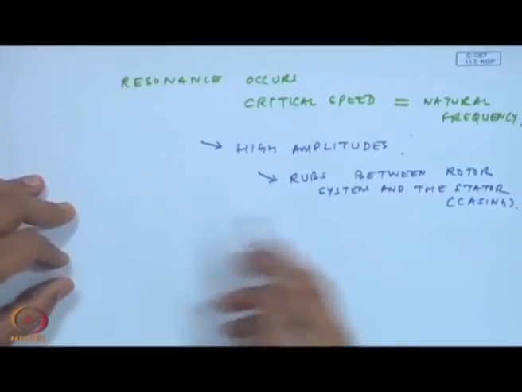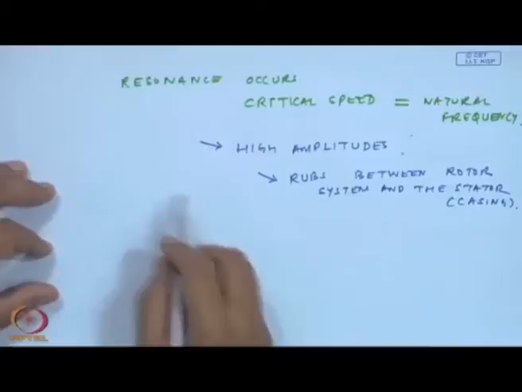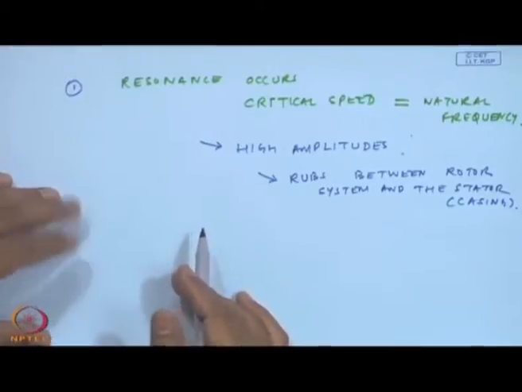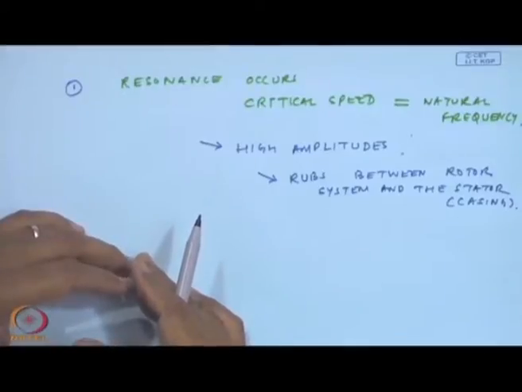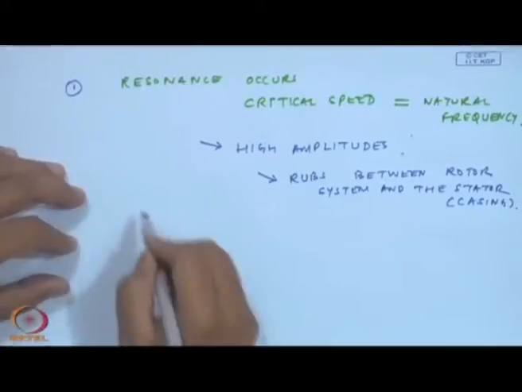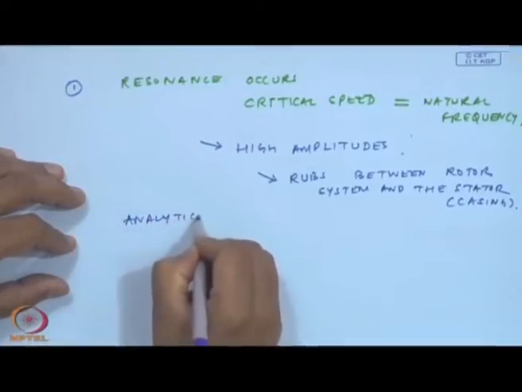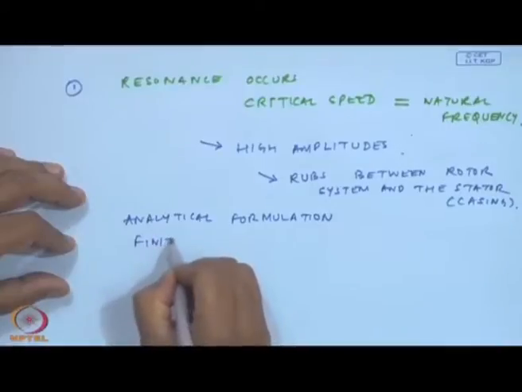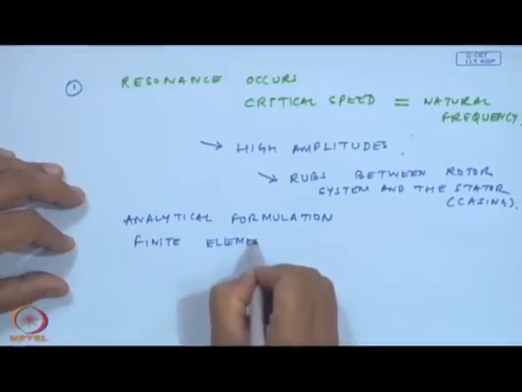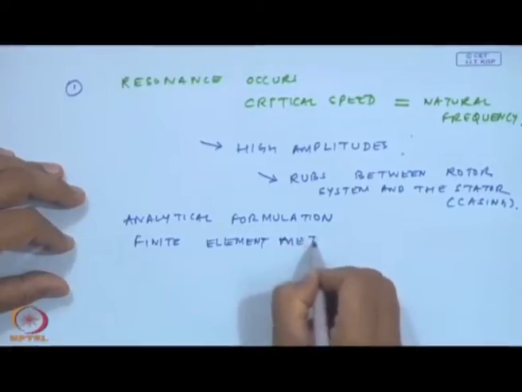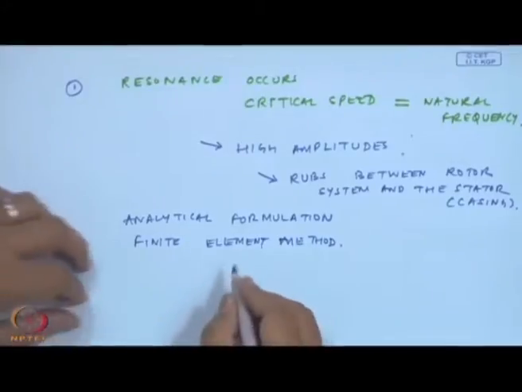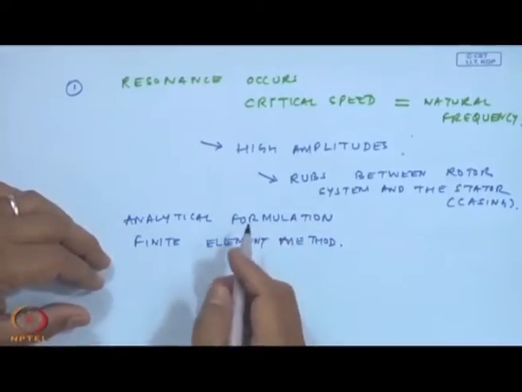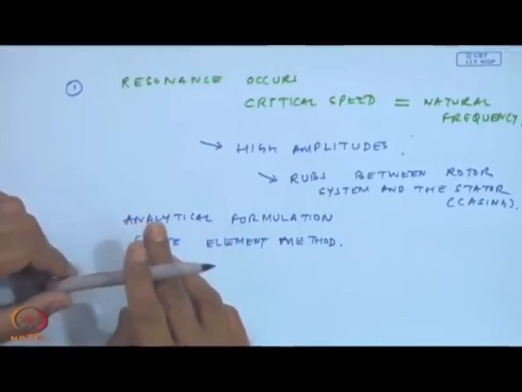So, a lot of wear and tear will occur, materials may fail, components may fail. And this is one instance. By studying rotordynamics, if we can physically model such a system through techniques of analytical formulation or through the finite element method, we can try to estimate the critical speeds and avoid them during the operations. So, this is one of the important objectives of studying rotordynamics.